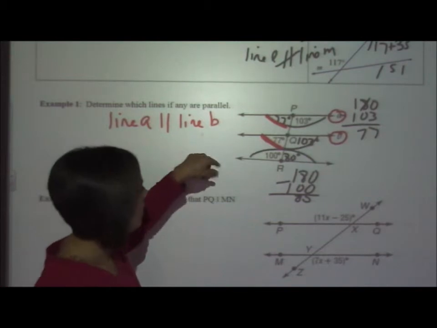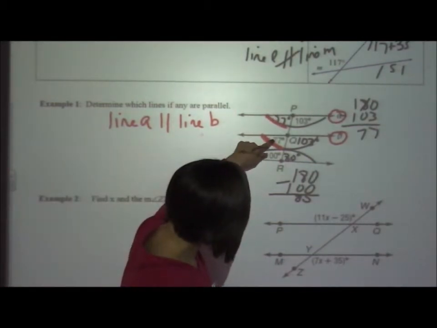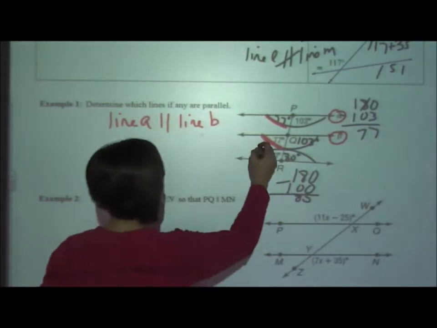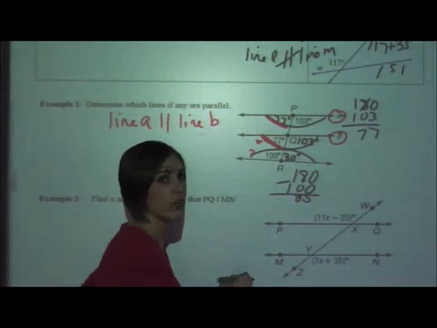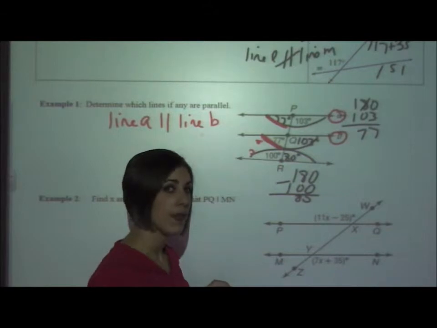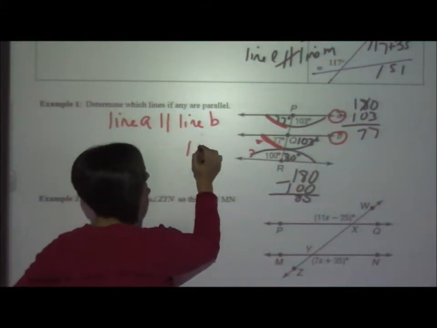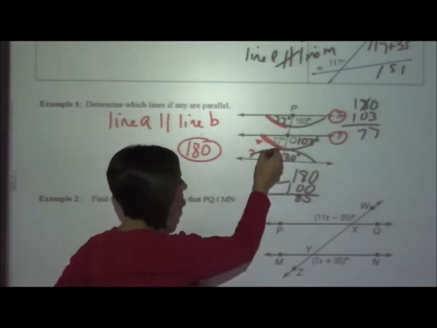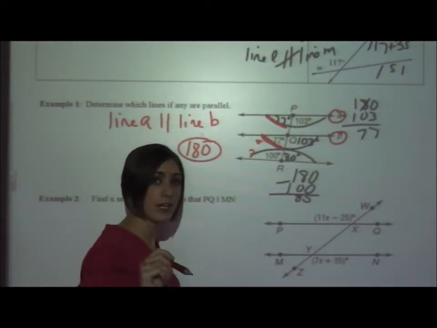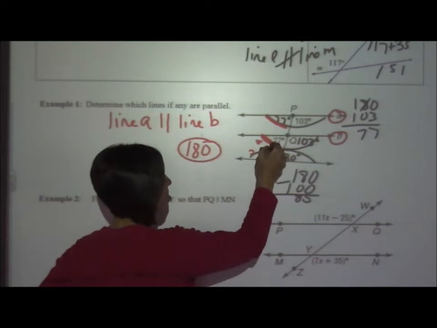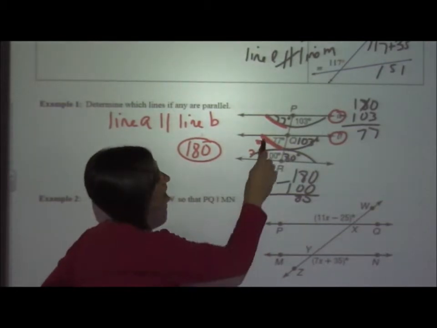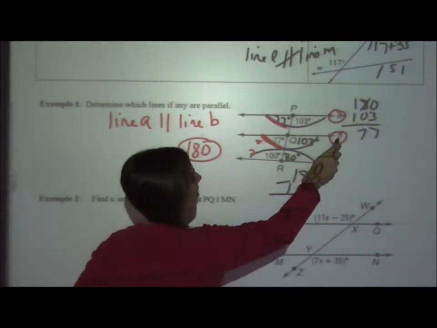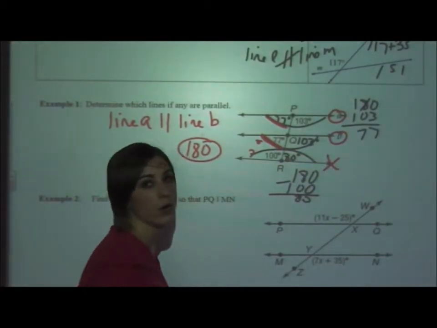On the other end of it, I had this angle which was 77 and this angle which is 100. Well, these two angles, 77 and 100, those are consecutive interior, and consecutive interior angles are supposed to be supplementary. Well, are 177 supplementary? No, that would equal 177. So because consecutive interior angles are not supplementary, then B is not parallel to the line below it.